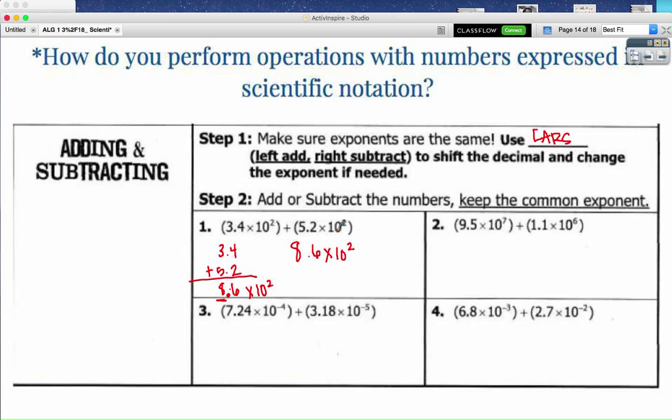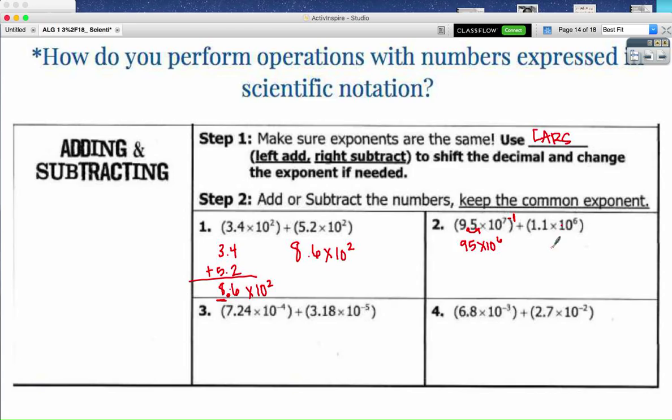So the second example, we have a base 10 with an exponent of 7, and a base 10 with an exponent of 6. Those are not the same, so we need to make them the same. I have two options. I can either make a 7 into a 6 or a 6 into a 7. Doesn't matter. If I want to make a 7 into a 6, I need to subtract 1. So if I minus 1, I've got to remember this little acronym. If I want to subtract 1, I have to move the decimal to the right one. So moving this decimal to the right one would give me 95 times 10 to the 6th power.